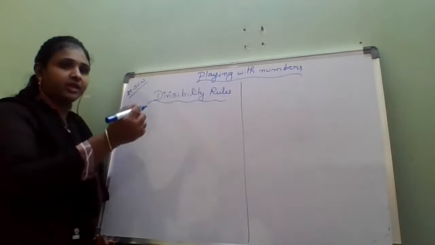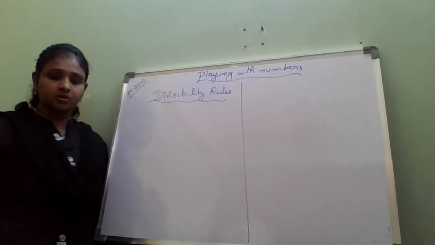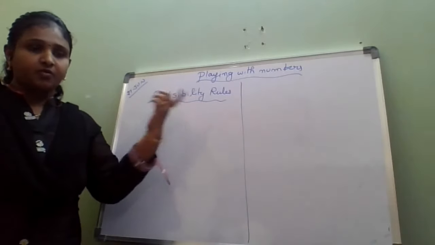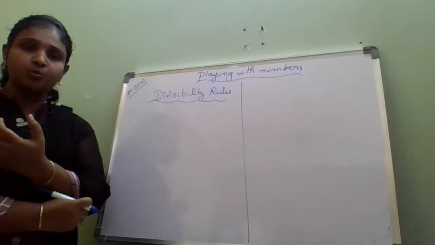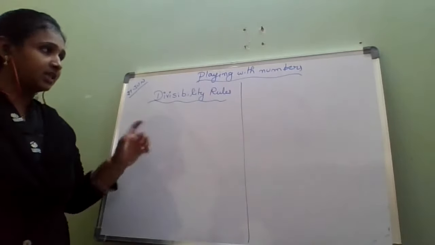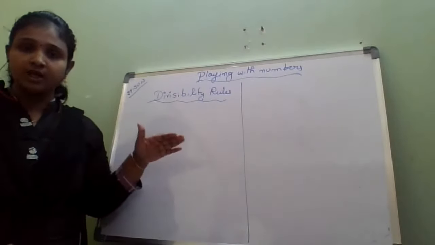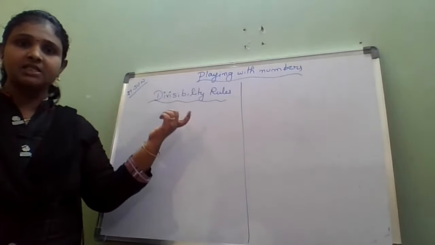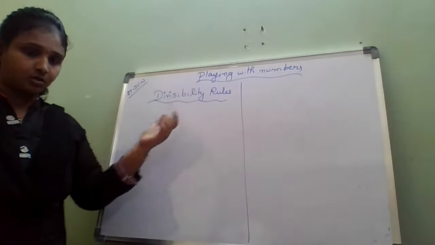Okay. In this, we are going to discuss divisibility rules. What is a divisibility rule? For example, to check whether a number is divisible by 2, you would do normal division and confirm. Without doing normal division, we check whether the number is divisible by 2 or not. Those are divisibility rules.